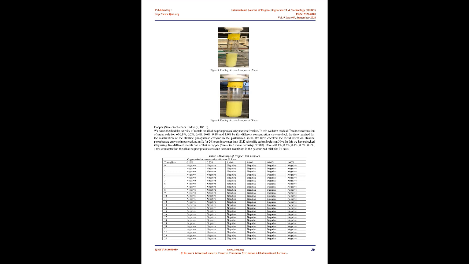At 9 hours, negative for all concentrations. 10, negative. 11, negative. 12, negative. 13, negative.